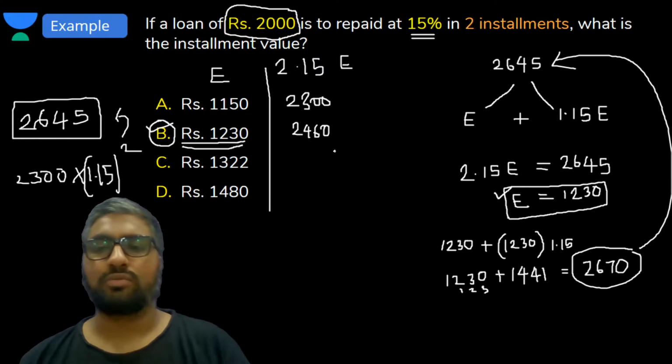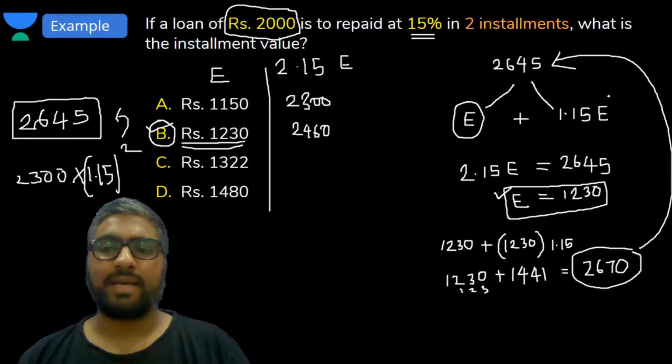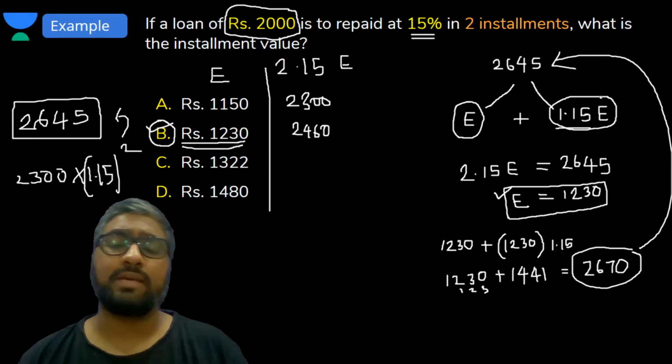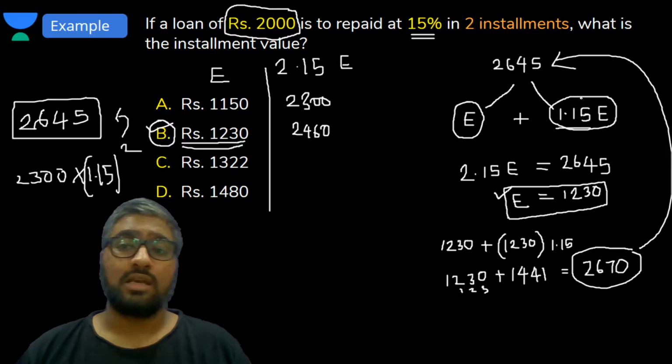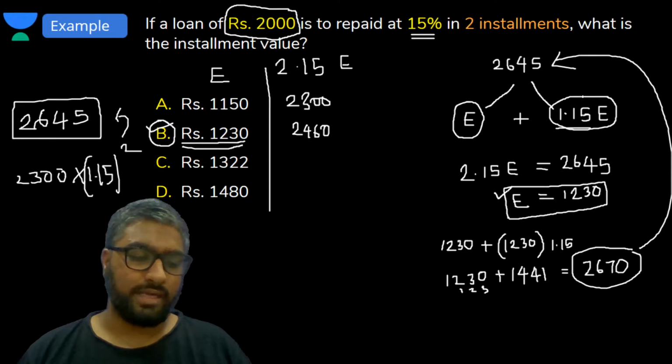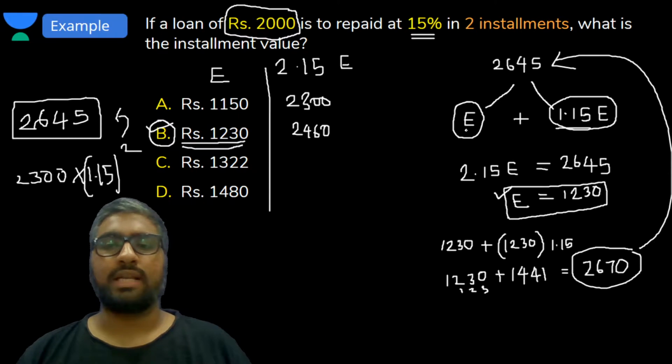Gaurav, why 2.15? See here, the first installment would be E. When you pay the second installment, you will be paying 15% extra on it. Yes, interest will be charged on that installment too, because you haven't paid them the installment yet. So totally E plus 1.15 E is 2.15 E.